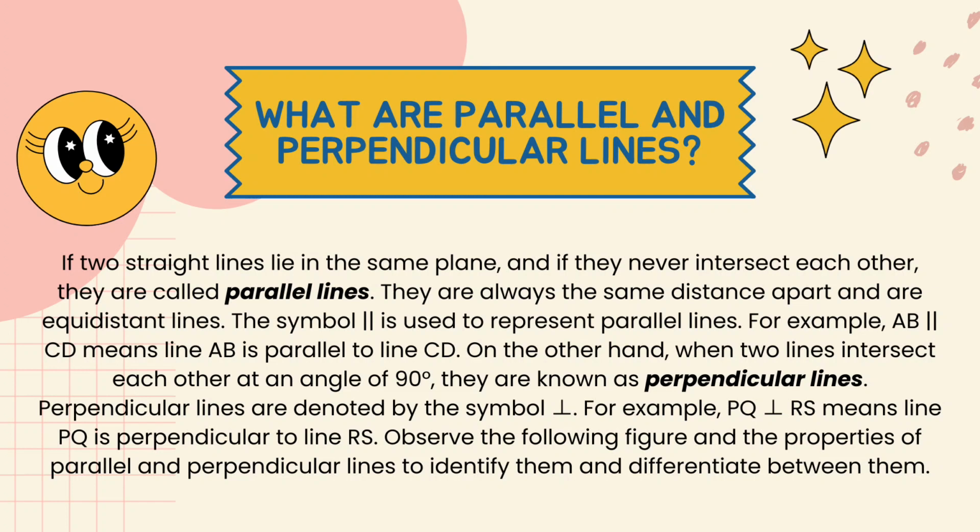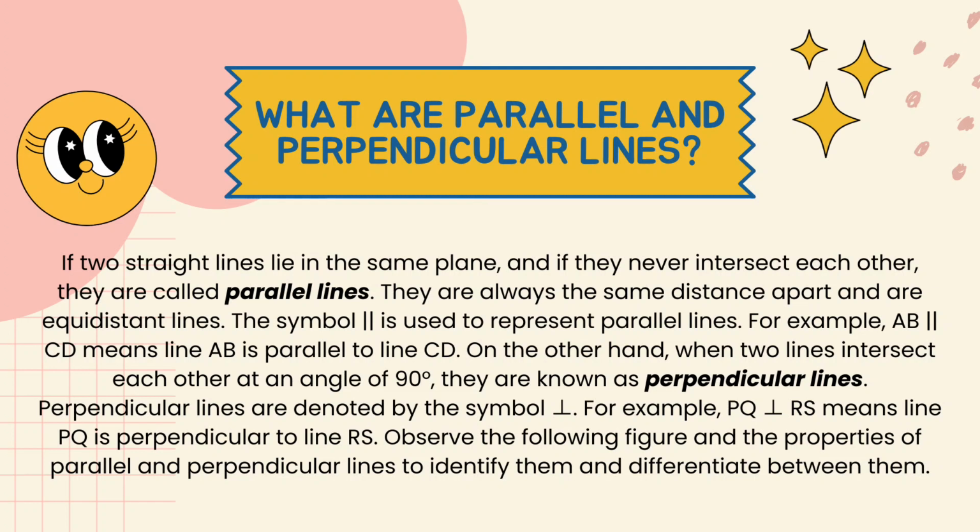The symbol parallel to is used to represent parallel lines. For example, AB parallel to CD means line AB is parallel to line CD. On the other hand, when two lines intersect each other at an angle of 90 degrees, they are known as perpendicular lines. Perpendicular lines are denoted by the symbol perpendicular to. For example, PQ perpendicular to RS means line PQ is perpendicular to line RS.